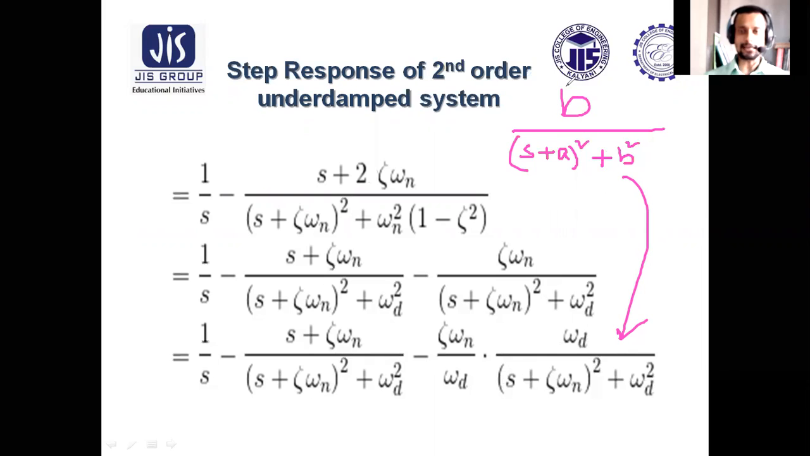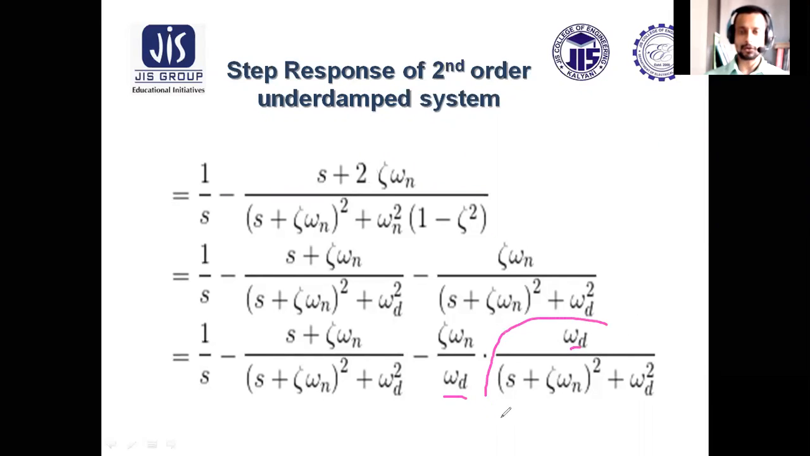That is why we have taken this omega d extra, so as to get this in b by (s plus a) whole square plus b square form, so that we can perform inverse Laplace transformation. Our main objective is to get c(t), but we have the expression of C(s). So to get c(t) from C(s), we need to perform inverse Laplace transformation. That is why all those extra parts have been taken in the derivation.